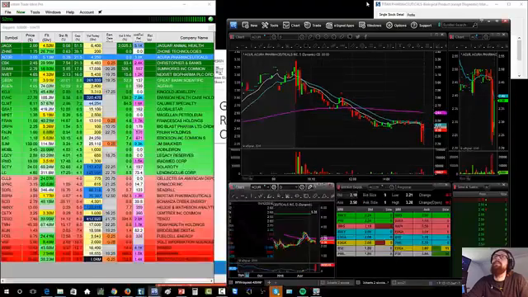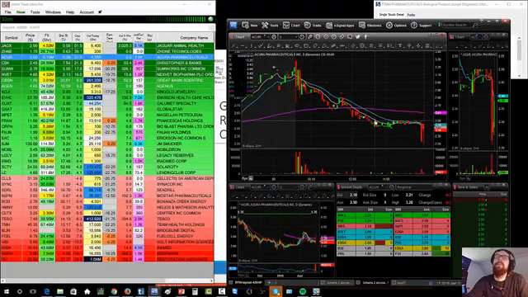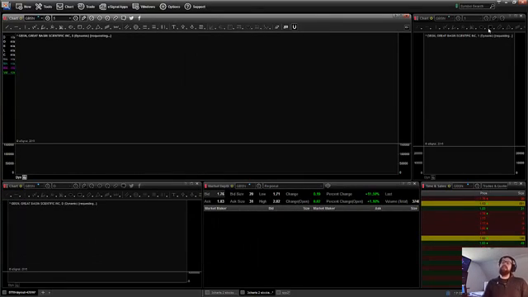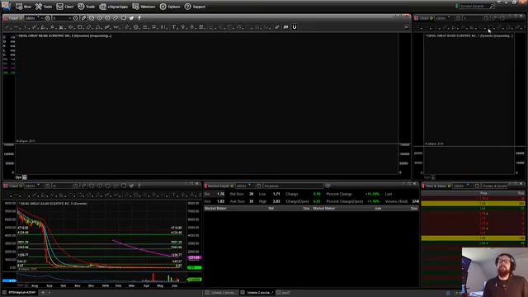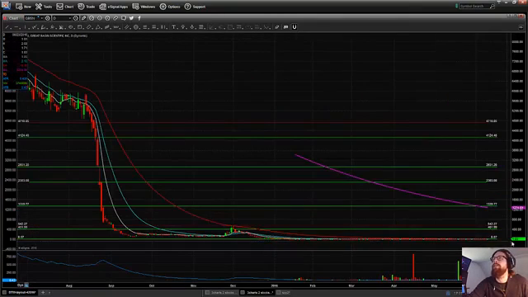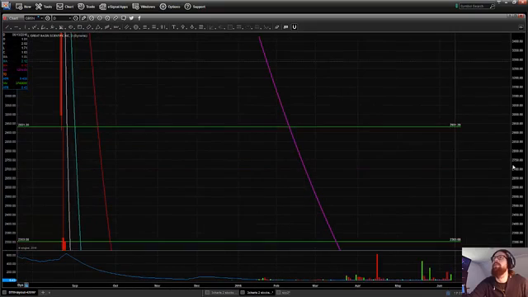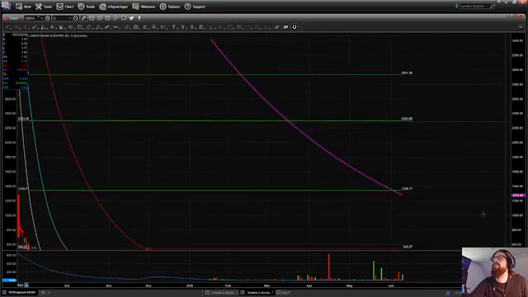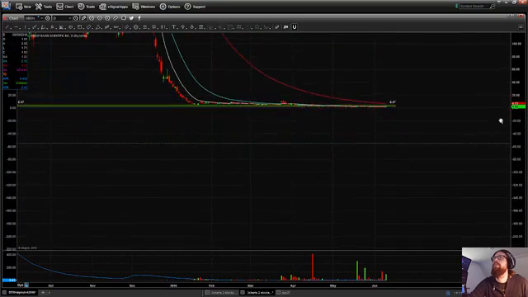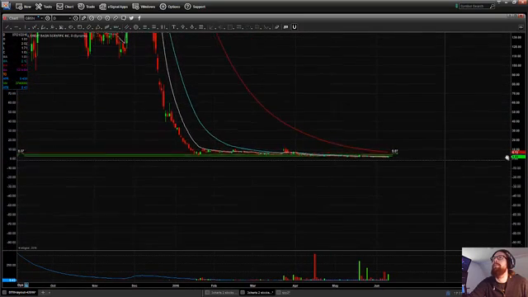Let's see. GBSN, this is one of those stocks that's just been really beaten up. So its daily chart is absolutely horrible, and you're not going to see a lot of good triggers on it. When we zoom in on this chart, you can see how much it's dropped. So just pretty sloppy stuff.